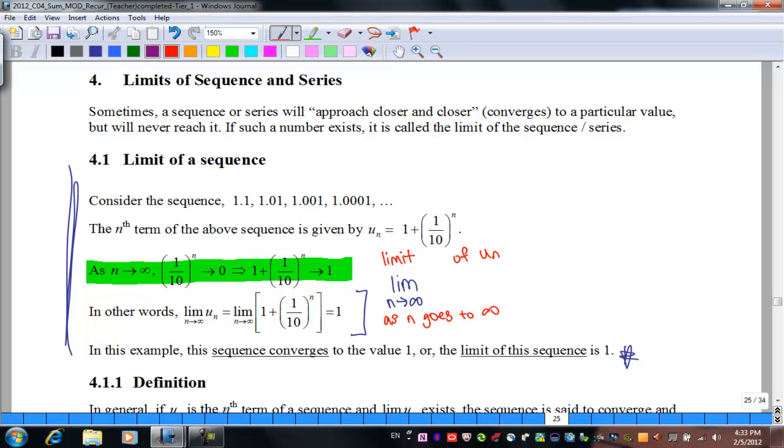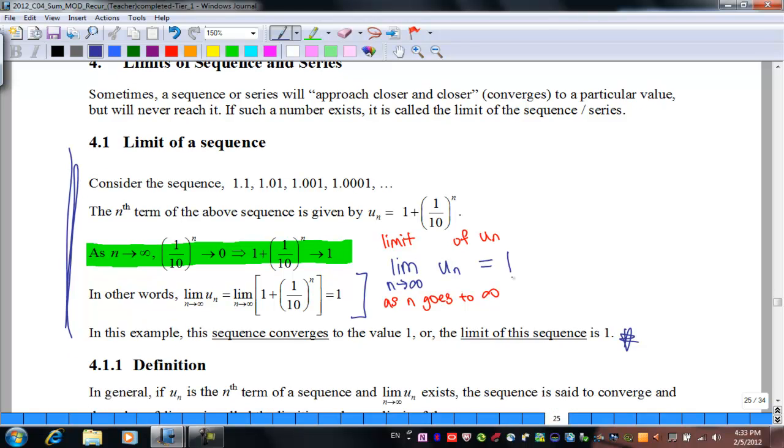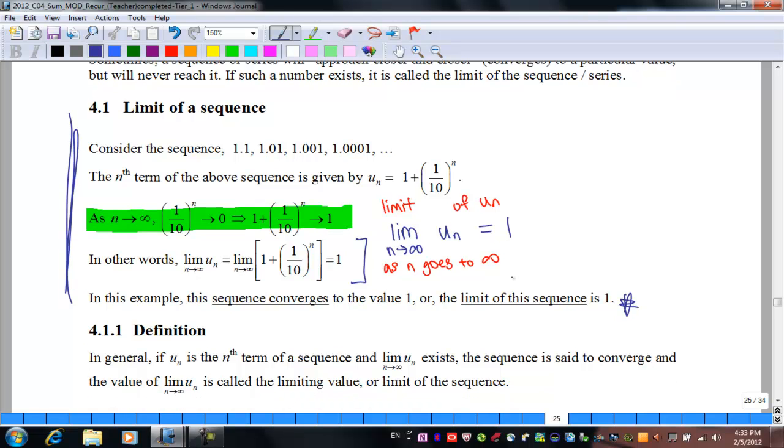Okay, so without the word of, we just write un. And this limit is equal to 1. Okay, so I hope all of you can understand this notation. And that's it for section 4.1.